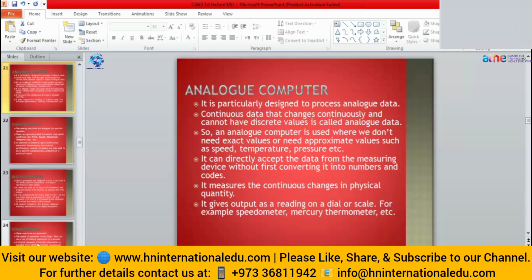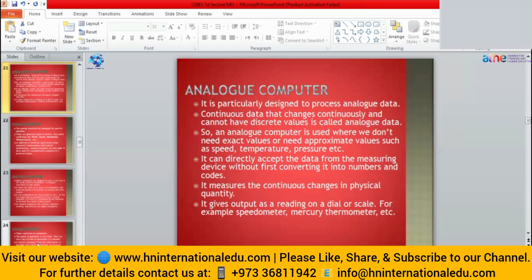So it can directly accept the data from the measuring device without first converting it into numbers or codes, because, as we know, in a digital computer, first of all, we have to convert all the data in the form of 0 and 1, because the computer can only understand 0 and 1. But in an analog computer, we are directly using sensing devices like temperature sensing, pressure sensing, or speed sensing devices, and they can do the calculation on these input values.